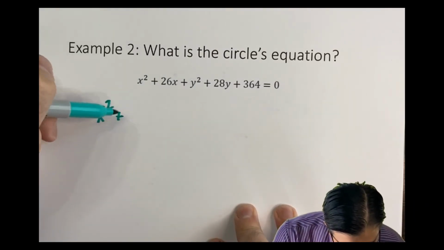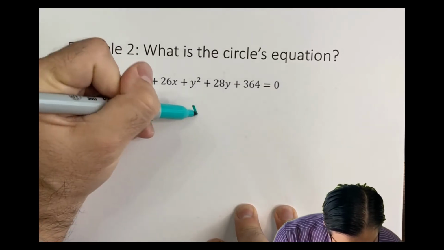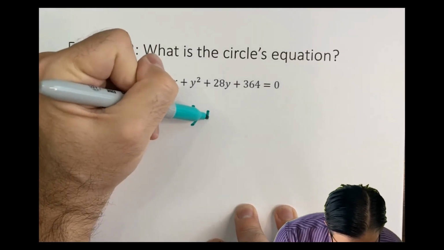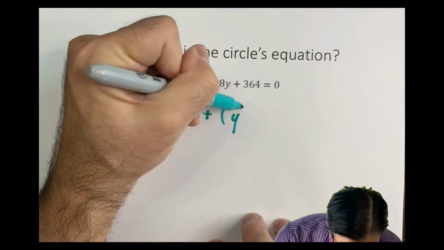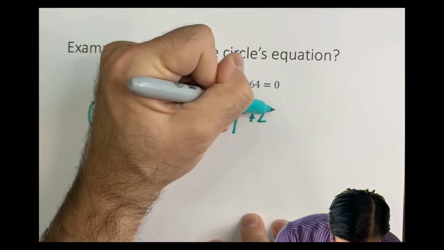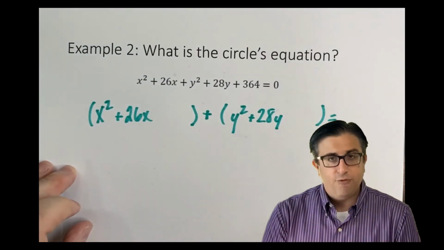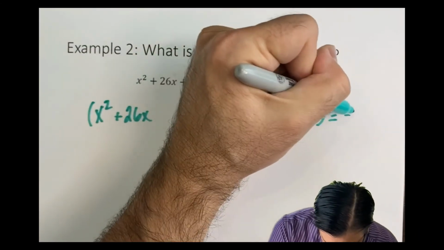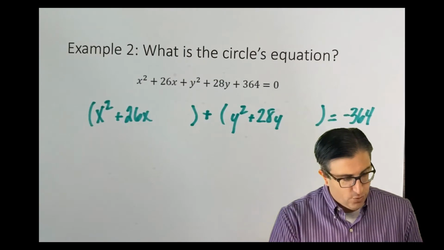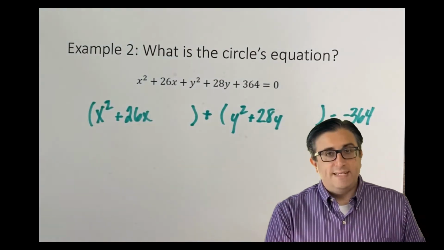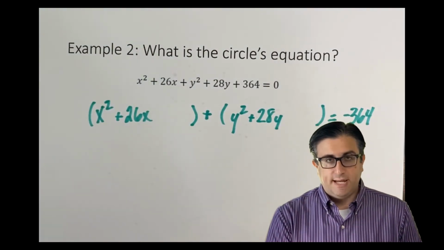X squared plus 26x, that's missing its whole number part of it. Y squared plus 28y, again, missing that whole number part. And this 364, let's get it to the other side. So we're going to make it a negative 364. Now, 26 divided by 2 is 13.